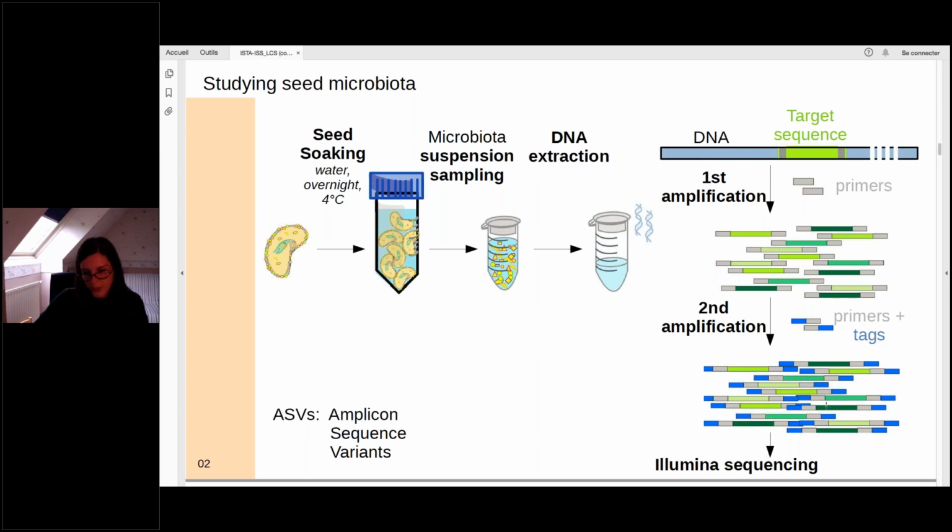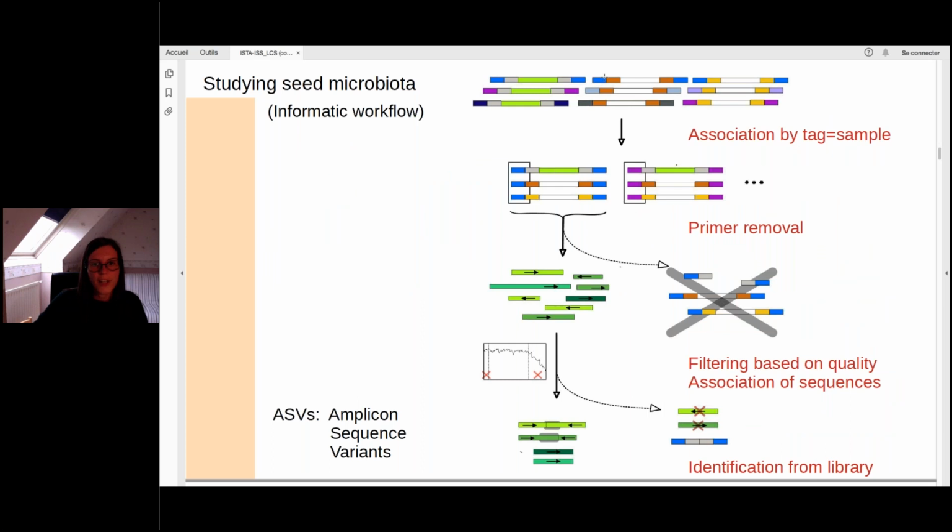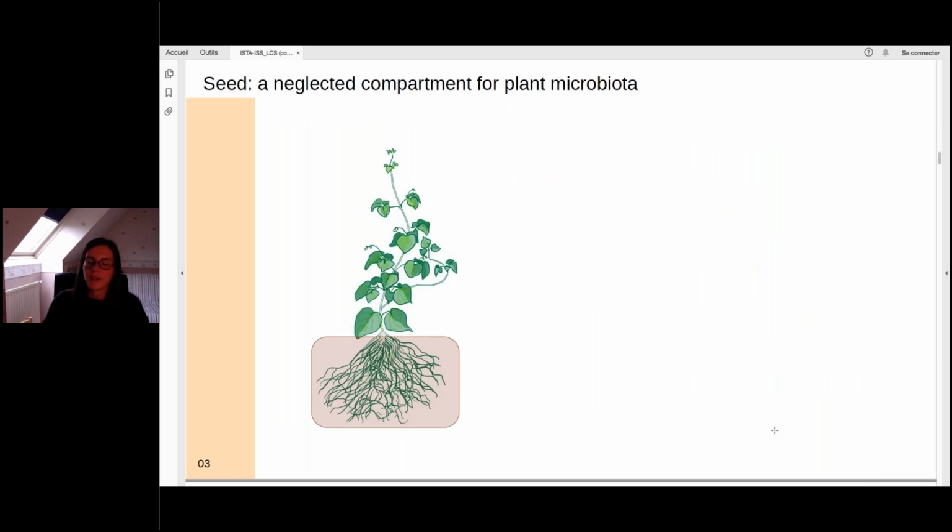Okay, so we sequence the molecules, and what we get now are files with linear sequences of letters that represent the sequences. Informatically, we associate them by tags, so by seed samples, remove the primers, filter the sequences based on the quality of the sequences, and associate sequences that are identical to get a number also. Once we've got all that, so we've got ASVs, amplicon sequence variants, we can identify the microorganism it comes from by comparison with libraries. Okay, so this technique is called metabarcoding.